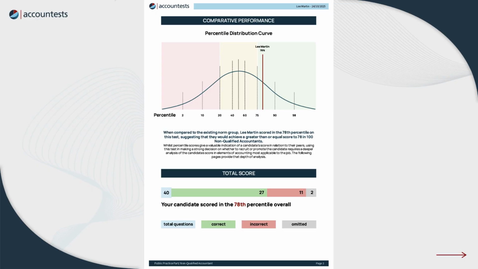How do they stack up against their peers when looking to see whether they've got the technical knowledge that you need? The top of the bell curve is the 50th percentile, so at that level half their peers have a better technical ability than the candidate and half have less. At the 75th percentile, the candidate is better than 75% of their peers or of the norm group, and so on.